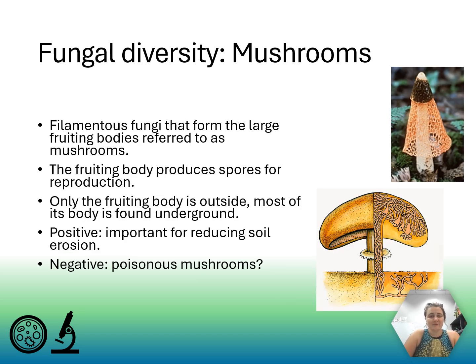We can also have mushrooms, which of course are what you think of when you think of fungal diversity. They are filamentous fungi that form large fruiting bodies. When you see the cap on a mushroom, that is the fruiting body. That is the mushroom itself. There's a large structure underneath the ground as well. I don't know if you've ever pulled a mushroom out of the ground, but their root systems are very, very extensive. The fruiting body itself is what's going to produce spores for reproduction.